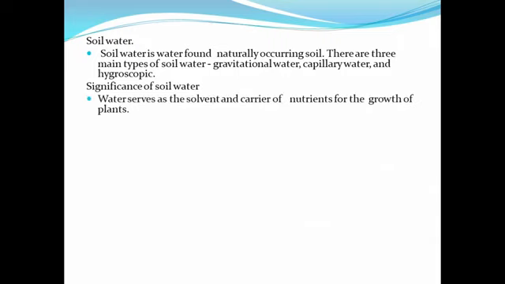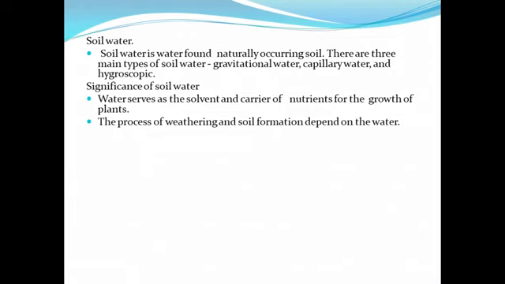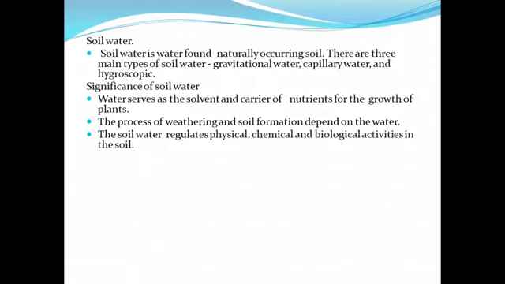Water serves as the solvent and carrier of nutrients for the growth of plants. The process of weathering and soil formation depends on water. For example, chemical weathering cannot occur in the absence of water. It can only occur in the presence of water. The soil water regulates physical, chemical, and biological activities in the soil. For example, many soil organisms only thrive in the presence of soil moisture. If the soil becomes dry, many soil organisms die. And also many chemical activities occur in the presence of water in the soil.